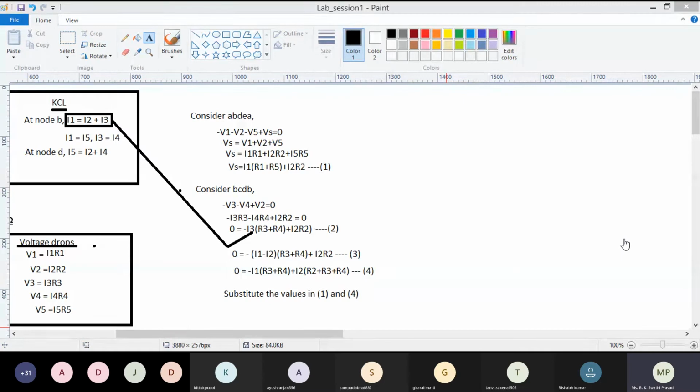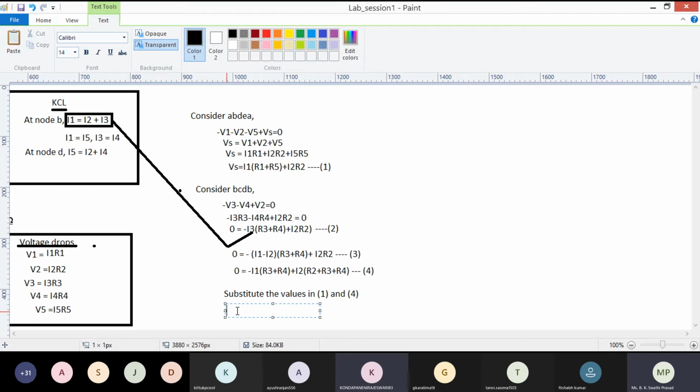Konda Pannin Rajeshwari is there? Ma'am, yes, ma'am. Now substitute the values and tell me equation 1. Substitute values in equation 1 and tell me.